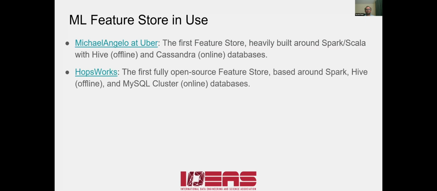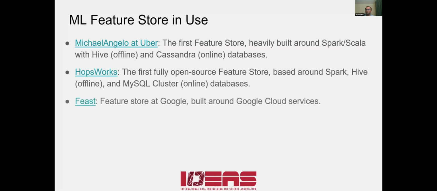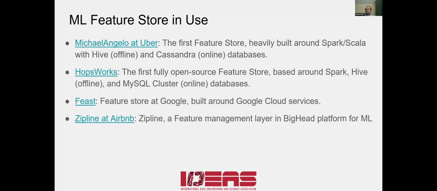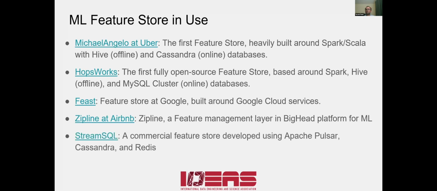Hopsworks also worked on releasing an open source version of a feature store. It was also based on Spark, Hive, and MySQL cluster databases. After that, Feast was the feature store from Google, built using Google Cloud services. Zipline was from Airbnb, and it is a feature management layer for Airbnb's machine learning platform, Bighead. StreamSQL was the first commercial feature store, developed using Apache Pulsar, Cassandra, and Redis. Tecton is also a managed feature store, mainly for AWS. There are several other solutions available for enterprise feature stores, but they are still at a very early stage.